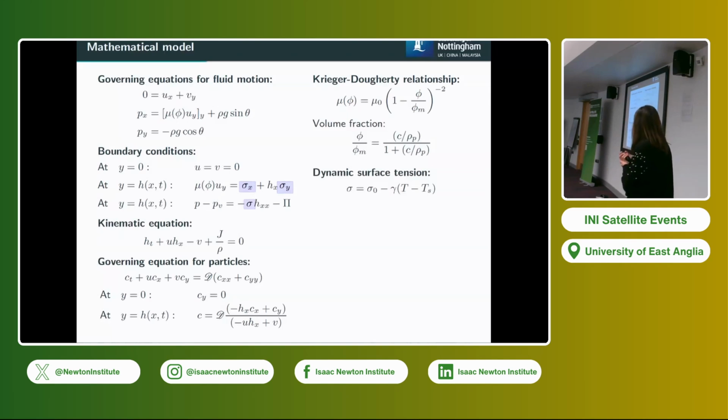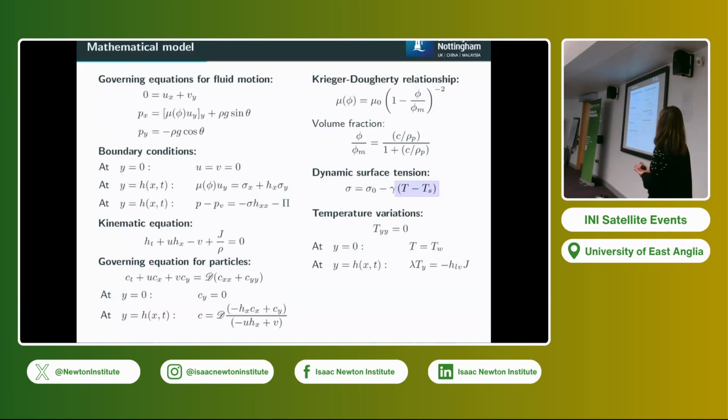We also have a dynamic surface tension. Sigma follows a linear relationship proportional to the temperature. Sigma naught here is the surface tension of just a pure liquid. Capital T is the temperature, Ts is the equilibrium saturation temperature in the vapor, and gamma is just a sensitivity parameter.